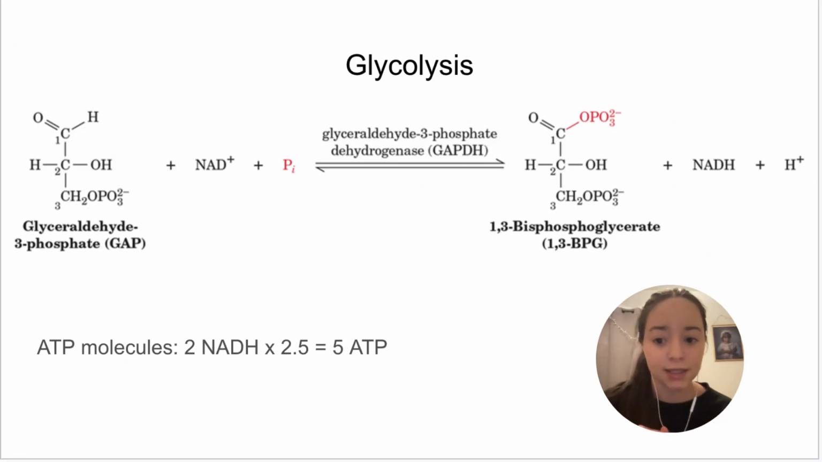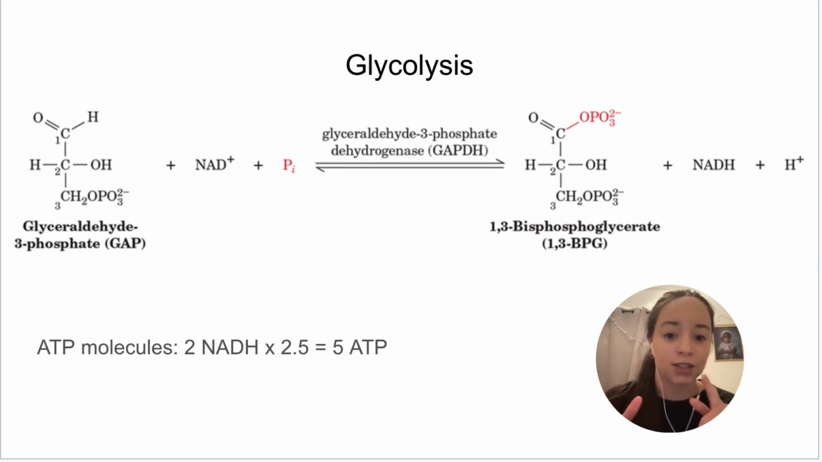In step six, GAP is turned into 1,3-BPG with the help of the enzyme GAPDH. At this point, we're dealing with two of those molecules, GAP, because the step prior to this, the molecule splits up into GAP and DHAP, and then DHAP is later converted into GAP by the enzyme triose phosphate isomerase so that it can continue in the path of glycolysis. So we're going to be doubling up everything from here on out.